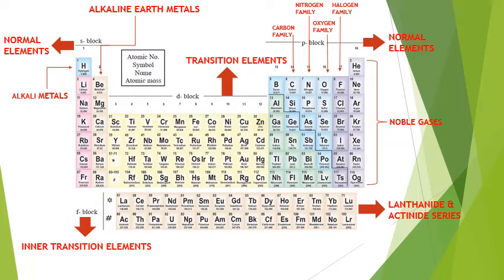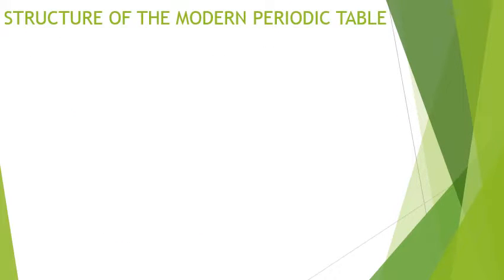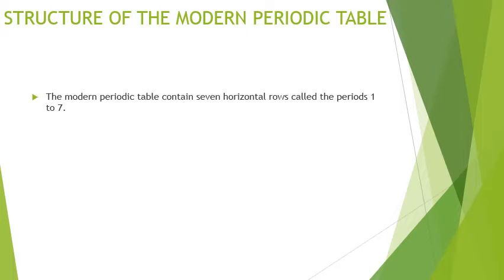Moving forward, we will be studying the structure of the modern periodic table in the further chapter. I hope you have understood a few of the components of the modern periodic table till now. Let us study the structure of the modern periodic table. In this topic, you will get to know the modern periodic table in a more detailed manner.